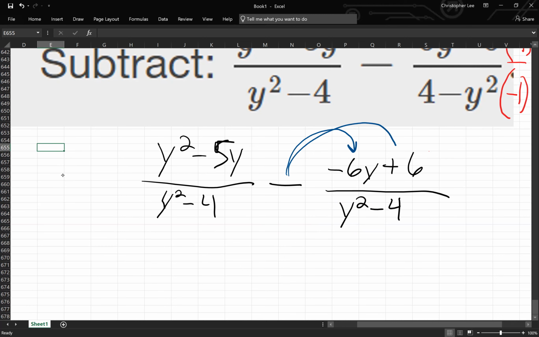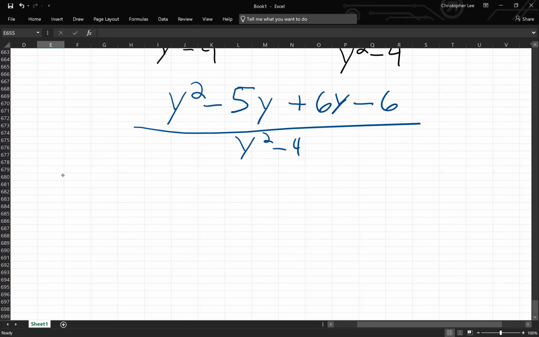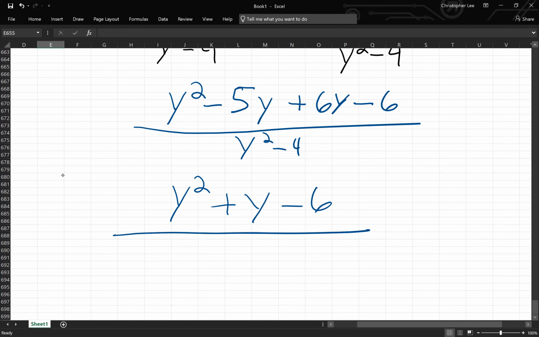So after that, you already know what I'm gonna do next. I'm gonna distribute this negative, that's just my preference. You do it the other way if you want. So what do I have now? I have y squared minus 5y. A negative times a negative is a positive, 6y. And a negative times a positive is a negative, 6. All divided by y squared minus 4. Let's combine like terms here. What do I have? I have y squared plus y minus 6, all divided by y squared minus 4. Let's factor this. I want to factor the top, factor the bottom.